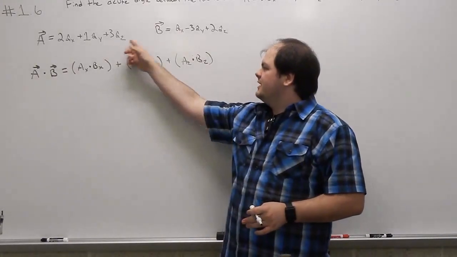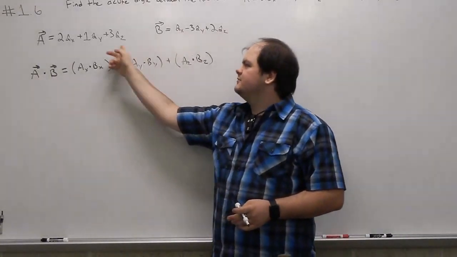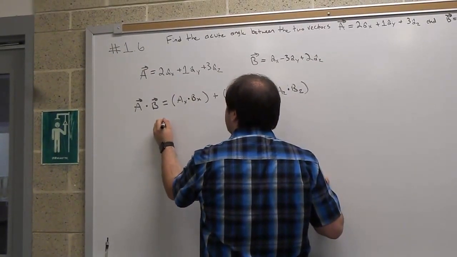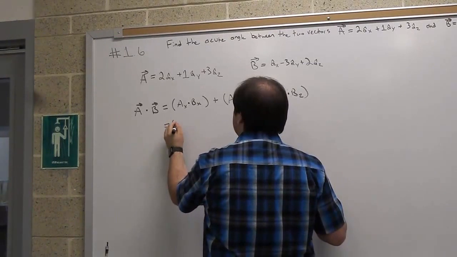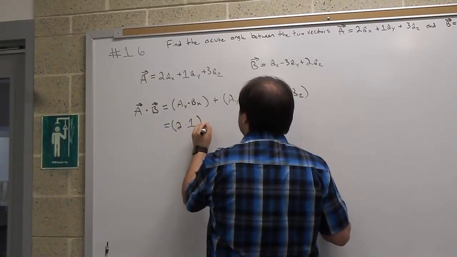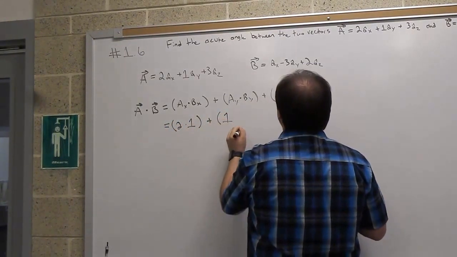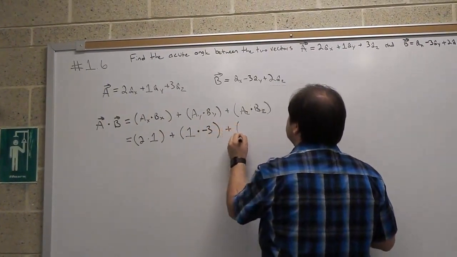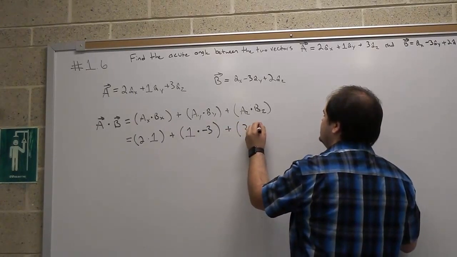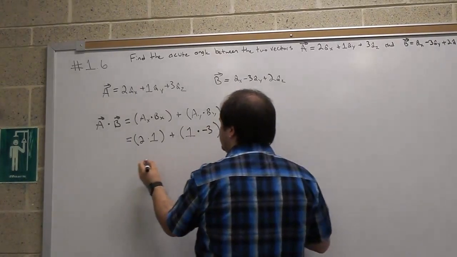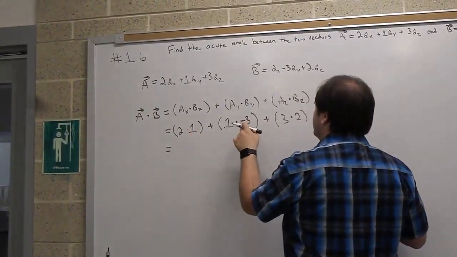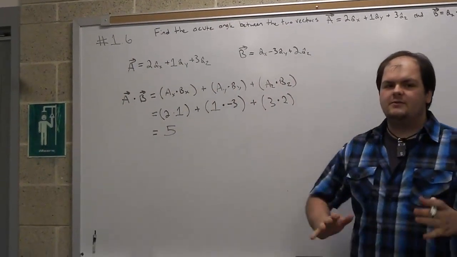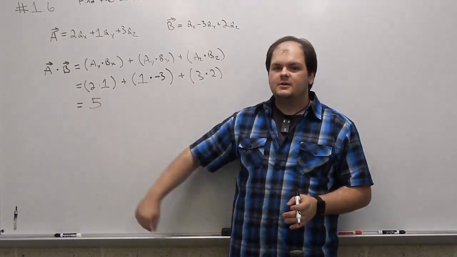And with our two vectors, it's very easy. We use the unit vector notation. So we have, for the two x components, 2 times 1 plus 1 times a negative 3 plus 3 times 2, which should give us a grand total of 2 minus 3 plus 6, 5. So now we know the value of the dot product is 5.